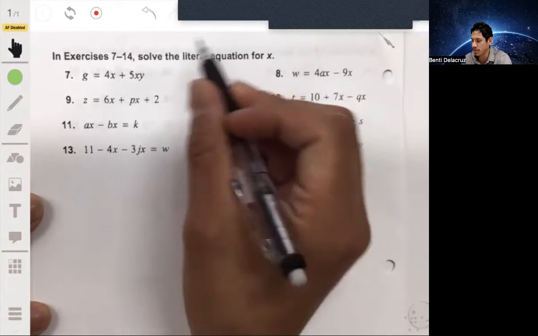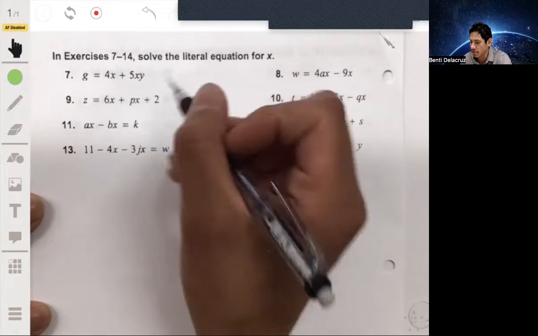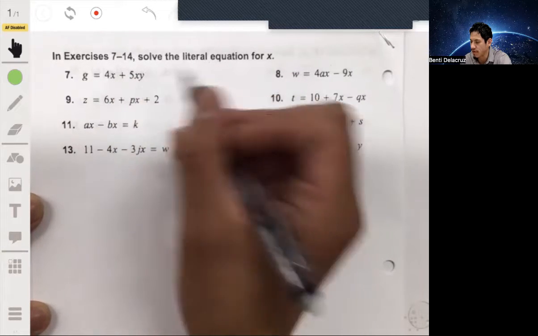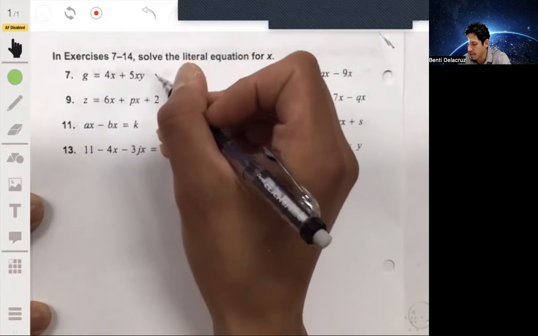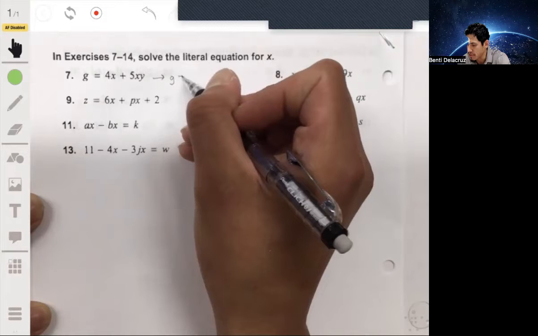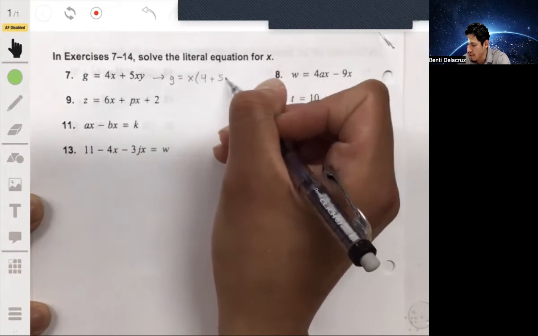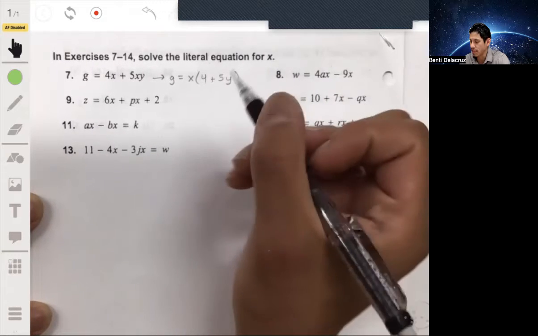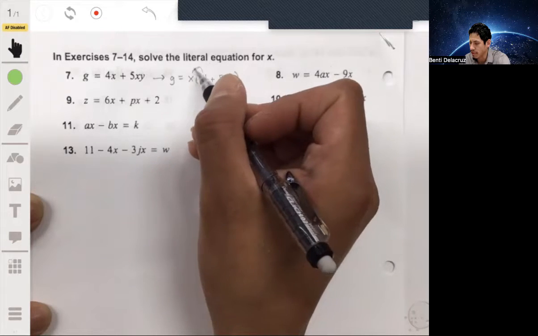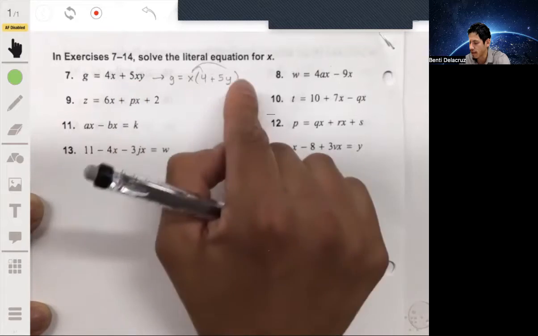Anyway, so we're going to solve each of these literal equations for x. So here for 7, we're going to factor out an x from both 4x and 5xy. So what you get here is g being equal to x times a 4 plus a 5y. So think of this as like backwards distribution. Like it's called factoring, but if you were to multiply both the 4 and 5y by x, you would end up with 4x plus 5xy.